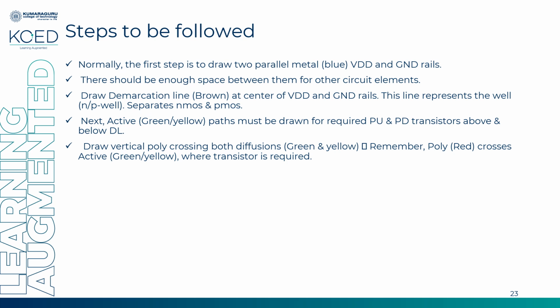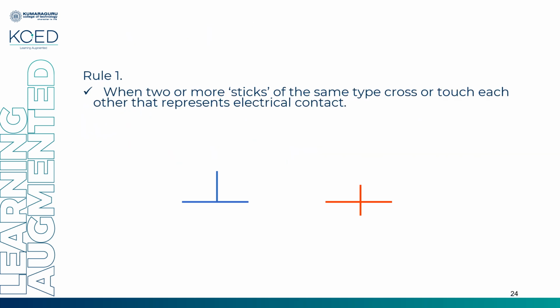Consider the number of inputs, which determines the number of transistors. So depending upon the number of transistors and the number of inputs, you go for drawing your N diffusion and P diffusion, and complete the connections. Okay, so your stick diagram will be done. Some of the rules to be followed.